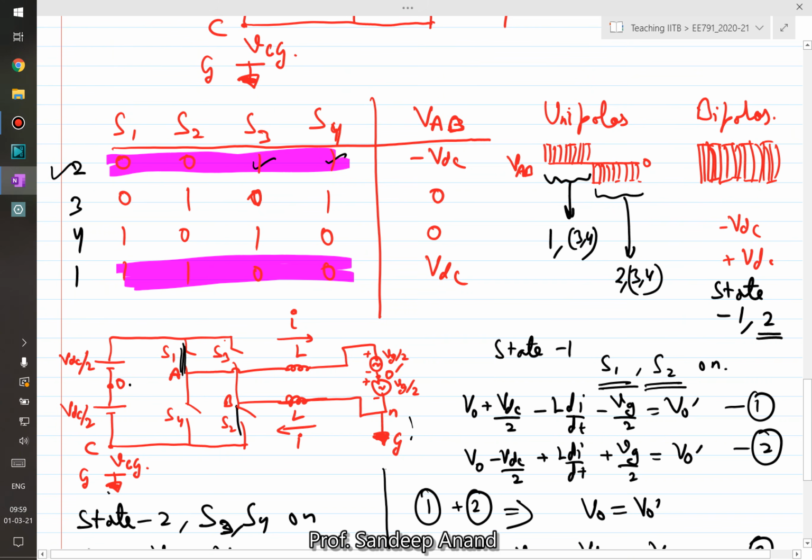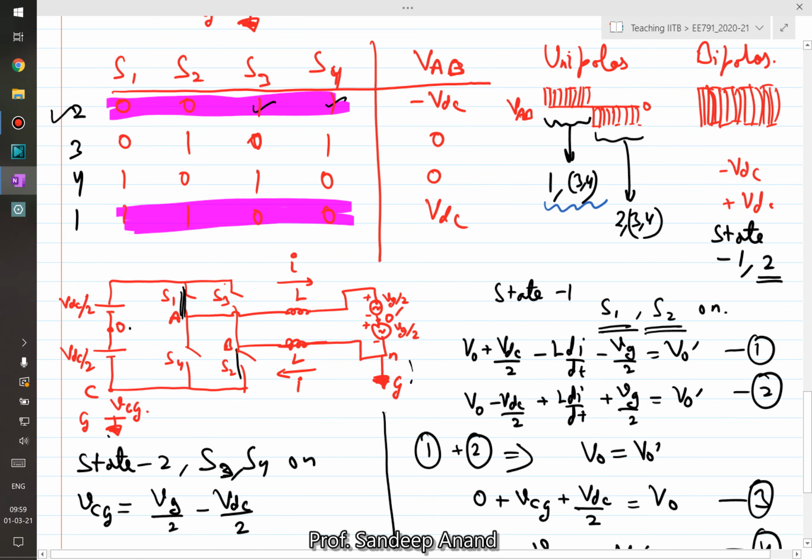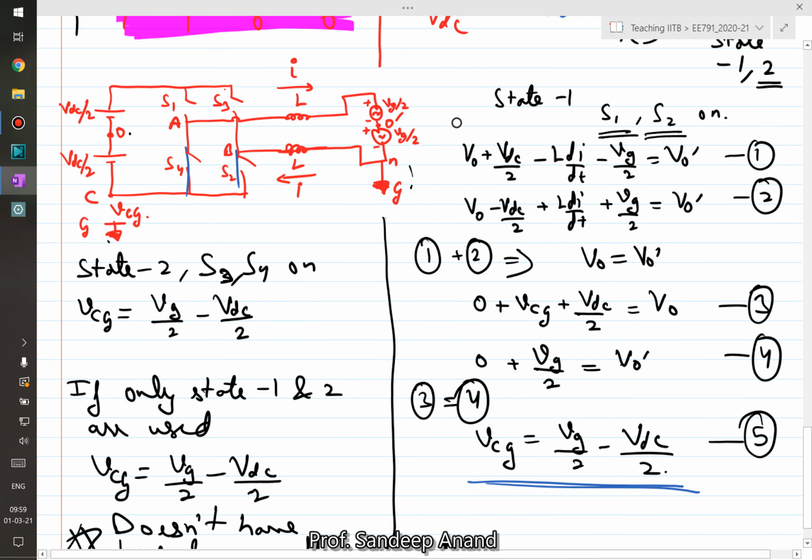Coming back to the capacitor voltage, what will happen for unipolar? So in unipolar, let's say we are in the positive half. Now I'm using state 1 and one out of 3 and 4. When I use state 1, I have already done the derivation: I get VCG equal to VG by 2 minus VDC by 2. What if I use state number 3? State 3 is when S2 and S4 are on. If I use this state, what will happen? Let us write the equation for that.